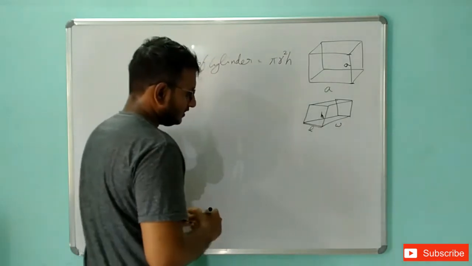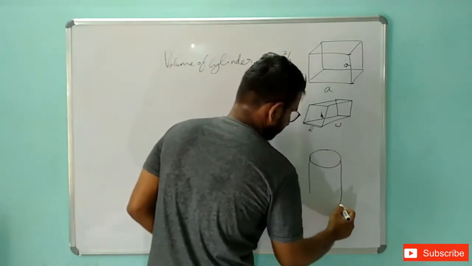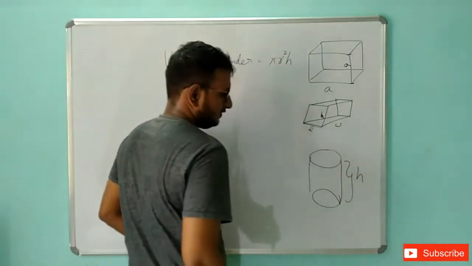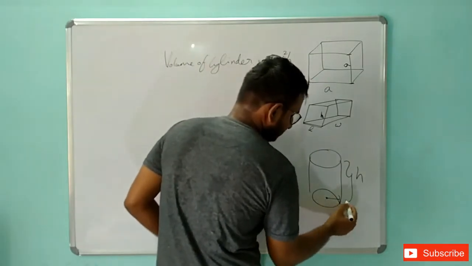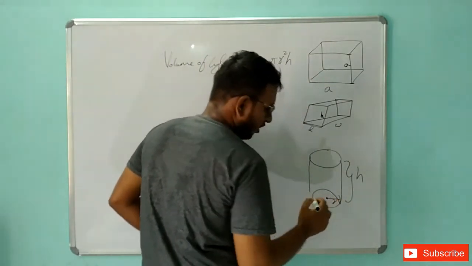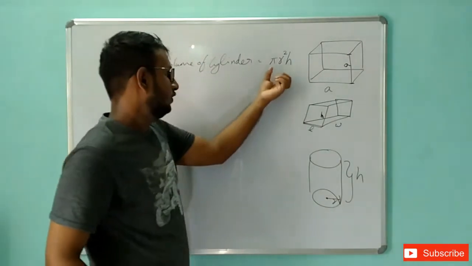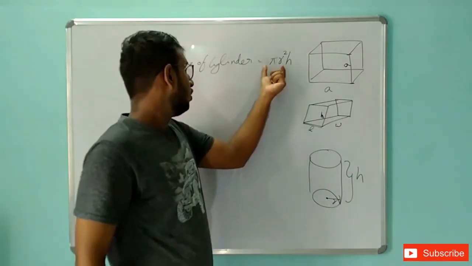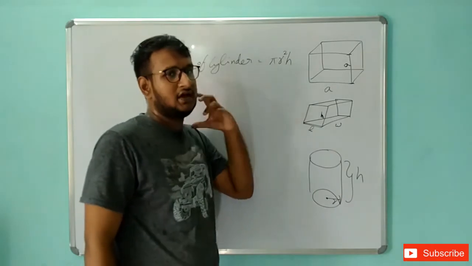Let's assume a cylinder like this. This is our cylinder, which is of height h, and the radius is r. We know that pi r square h is the volume of this cylinder. Now we are going to find how we derive this formula, pi r square h.